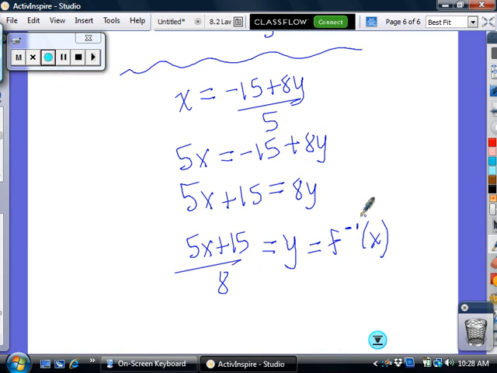You could split this up into 5/8 x plus 15/8 if you wanted to. So, like, say we just have 1 equals 5x plus 15 over 8. See, that can be confusing because now you've got two functions equal to y. So one's f and one's f inverse, because that's what you were finding.